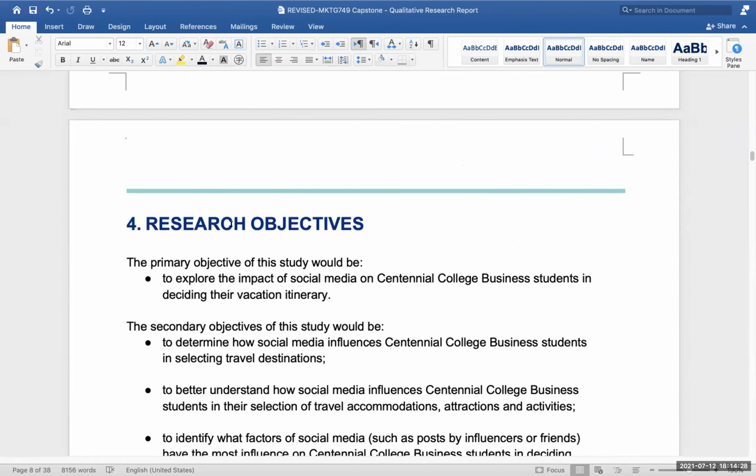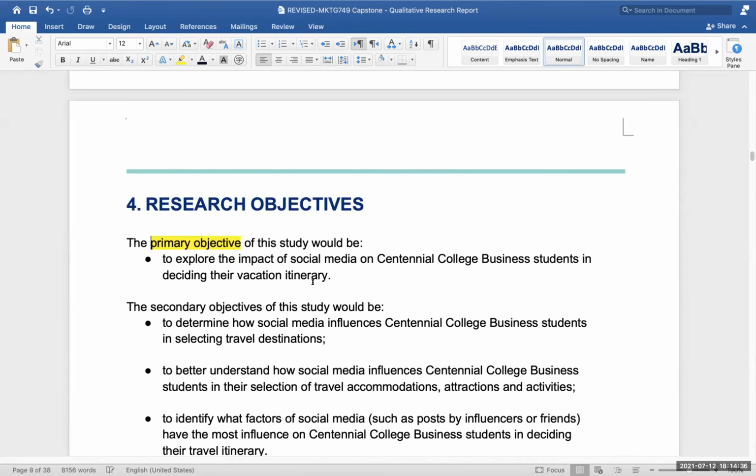Right. So here comes now the research objective. The primary objective is what is guiding the research. This is what we're trying to prove. The primary objective is to explore the impact of social media on Centennial College business students in deciding their vacation itinerary. So we want to see if social media has an impact in terms of where these students go for vacation.